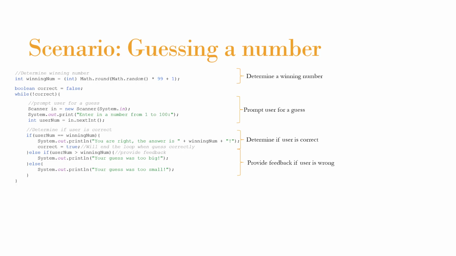That number is compared with the winning number, and if it matches, it'll say you're right, print the number, and then correct will change to true. If it's too big, it says your guess is too big, and otherwise it's too small, because those are the three options: too big, too small, or the same. This should be like old news.